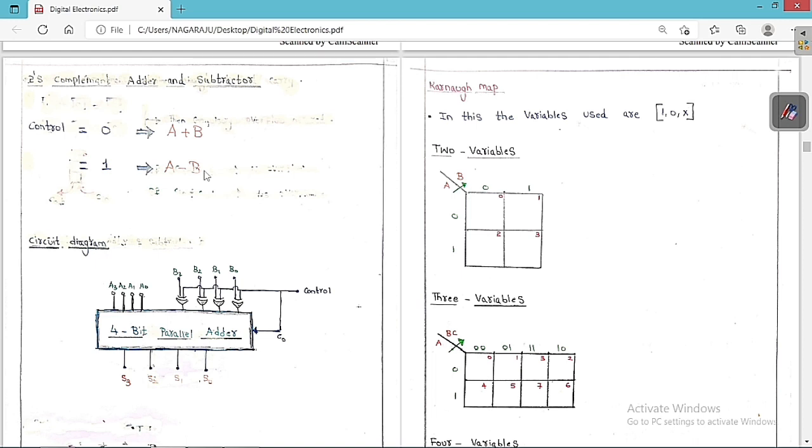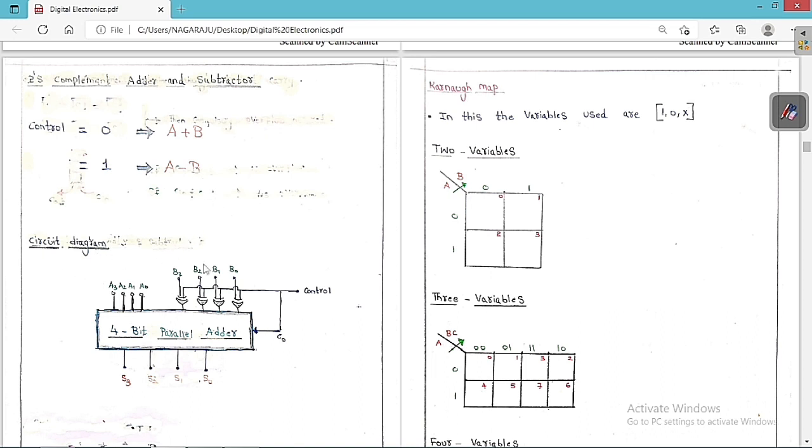So you can see clearly, whenever the control is equal to 0, the circuit does the binary addition of the two inputs A and B. If the control signal is equal to 1, it does the subtraction of the binary signals A and B. So this is the circuit diagram.